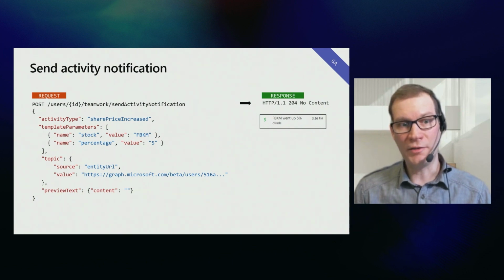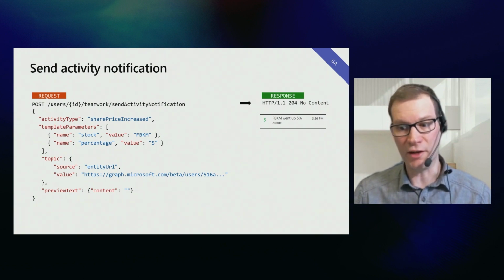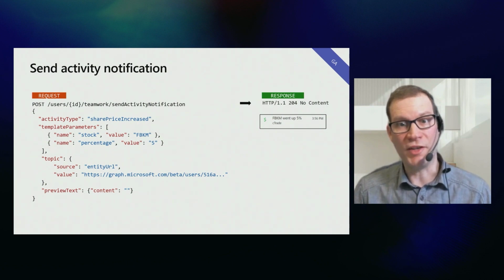Then the third line is the preview text of the notification. Usually you have some kind of sentence in there, like the first sentence of a message. We didn't have anything useful to say here, so we left it blank.